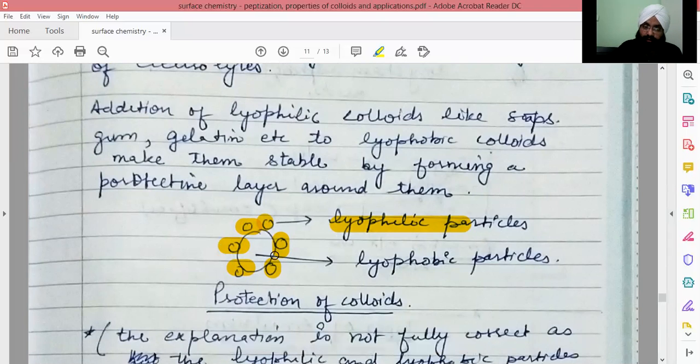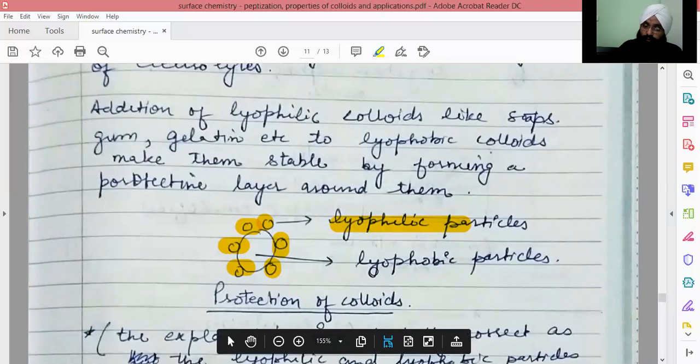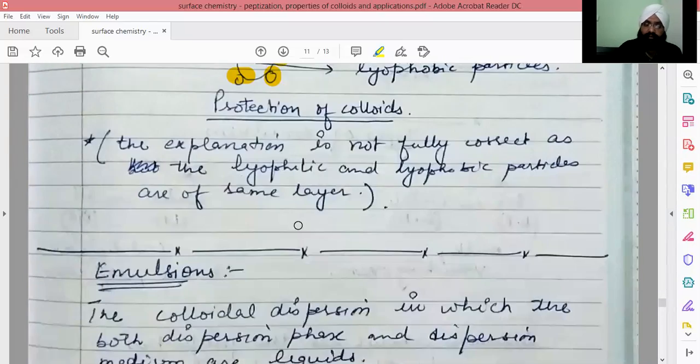This is not acceptable because the colloidal range particles are almost the same size. So how can the lyophilic particles be adsorbed on the lyophobic particles? But it is like this only. So this is the only theory which justifies the protection of lyophobic colloids by the lyophilic particles.